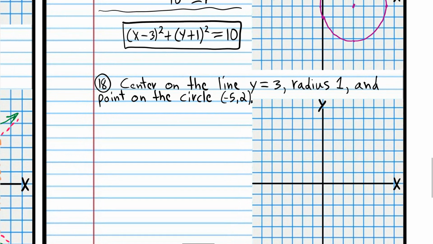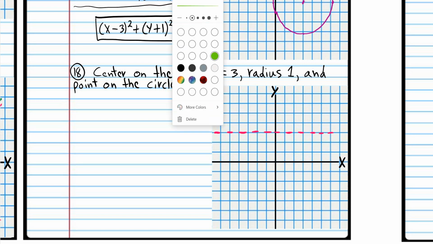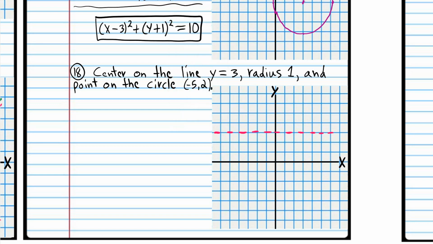So now we're told that the center of the circle is on the line y equals 3. So this is the line y equals 3. And we're told that the center is on that line. So the center is on the line, but we don't know exactly where. So we don't know what the x value is of the center, but we do know the y value is 3 because it's on that line.